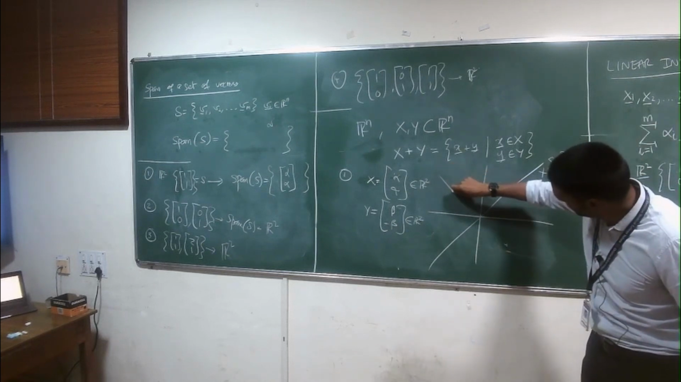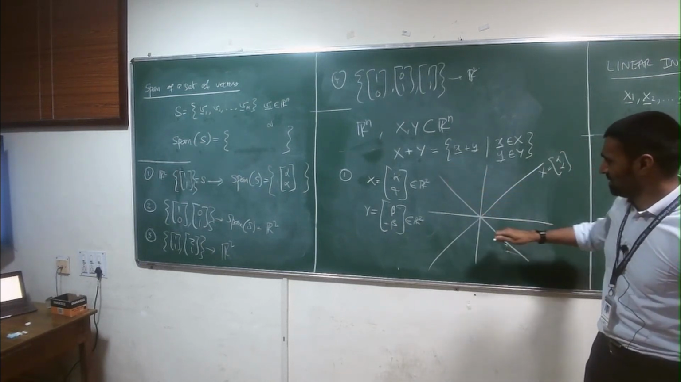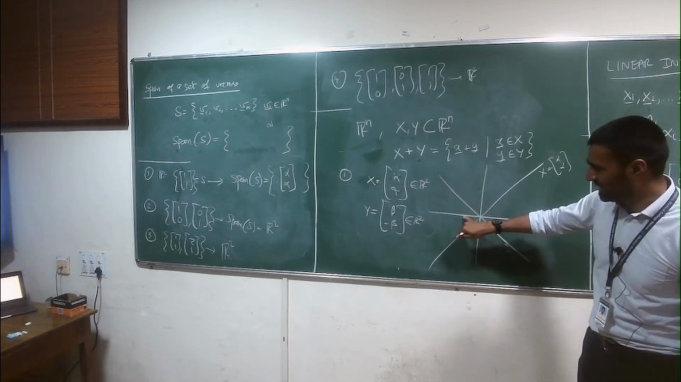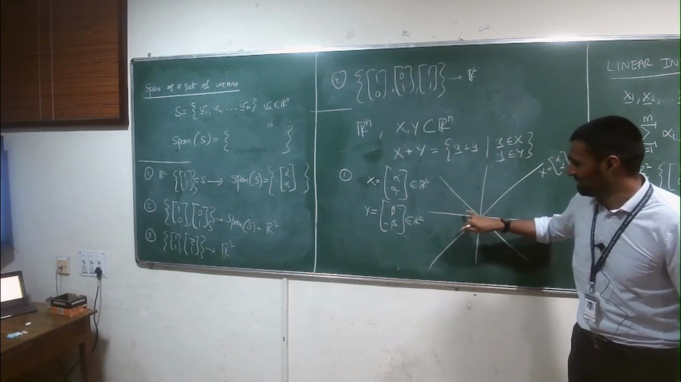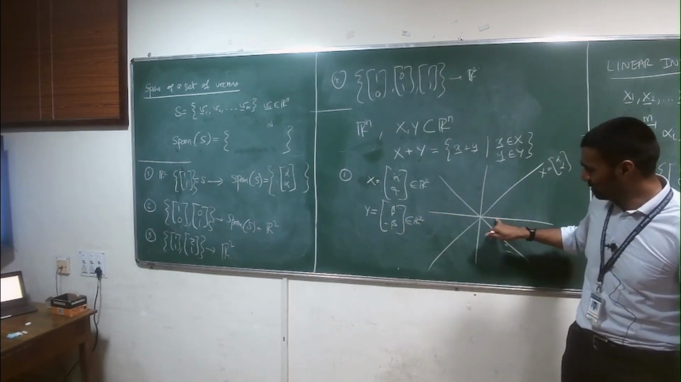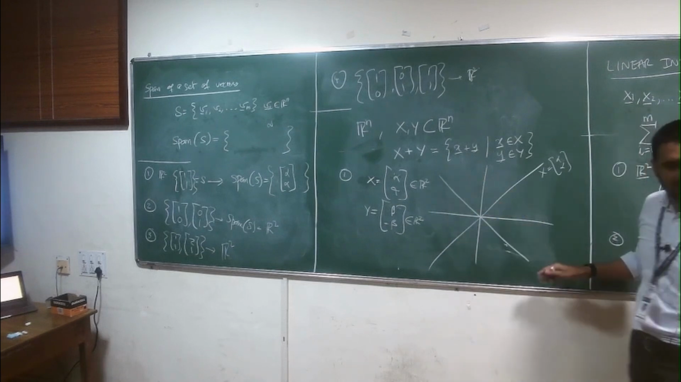So this is X. The second one would be like this. If the first value is minus 1, the corresponding second value will be minus of minus 1, which is plus 1. The first value is 1, the corresponding value is minus 1. This is why it looks like this.